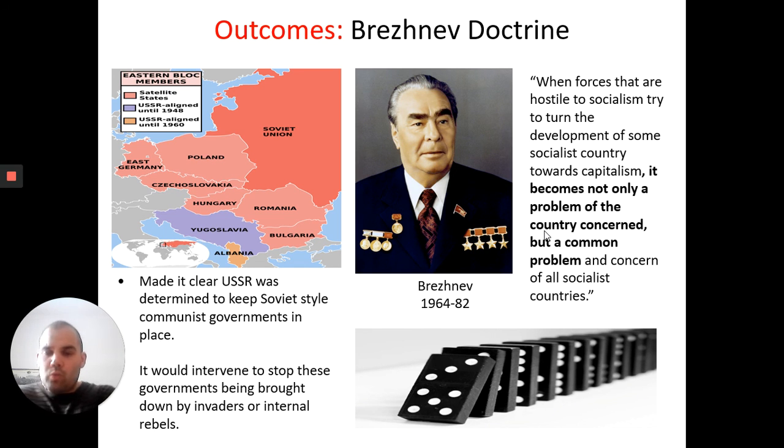Okay. Now, what the Brezhnev Doctrine essentially stated was that the USSR was determined to keep Soviet-style communist governments in place, and that it would intervene militarily to stop these governments being overthrown, either by invaders like the United States and Britain, or even by rebels within their own societies. Okay, so the point about the Brezhnev Doctrine in a nutshell was that attempts to overthrow Soviet-style governments in any of its satellite states would be met by military repression and overthrow.